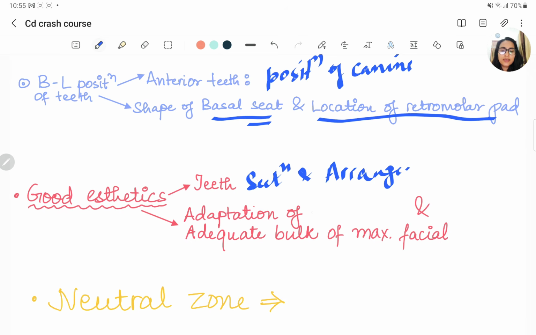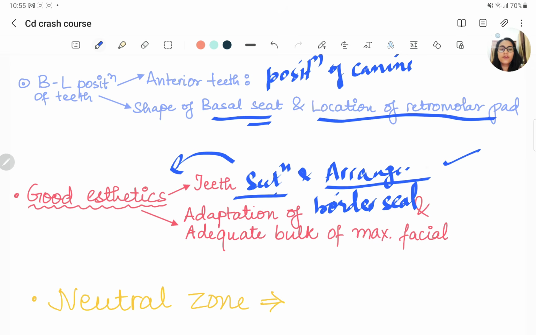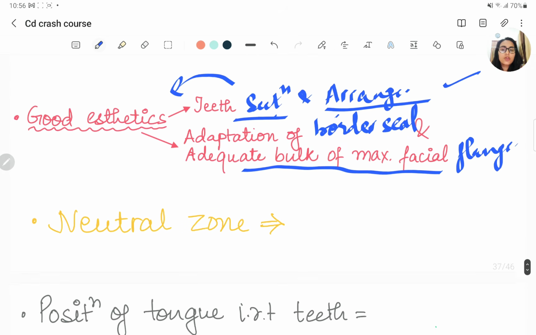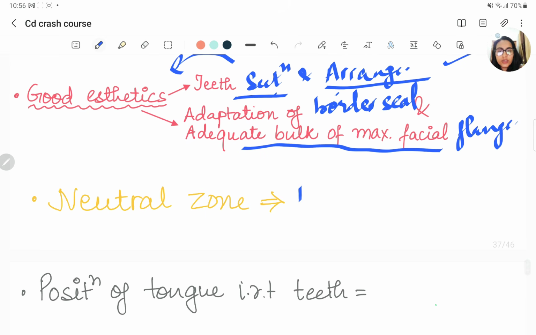Also, good aesthetics is established by adaptation of the border seal, and you can get all of the following except, in this particular kind of question. So good aesthetics is observed by all except. Teeth selection gives us good aesthetics. Arrangement of the teeth also gives good aesthetics. This is about the teeth, related to the looks. But also adaptation of the border seal areas and adequate bulk of the maxillary facial flange gives good aesthetics, because it gives a good gummy appearance. Neutral zone via buccinator muscle.